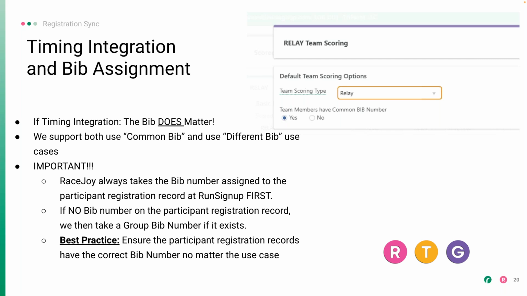So basically the best practice here is, whether you're using common or different, even if you're using common, you could have assigned 1001 to all three of our registration records, and then it also works. And so you don't have to rely on that group number. We'll definitely work both ways, but at the end of the day, whatever's on the registration record is what we take. We'll only override it with what's on the group record if we don't have anything on the participant record.